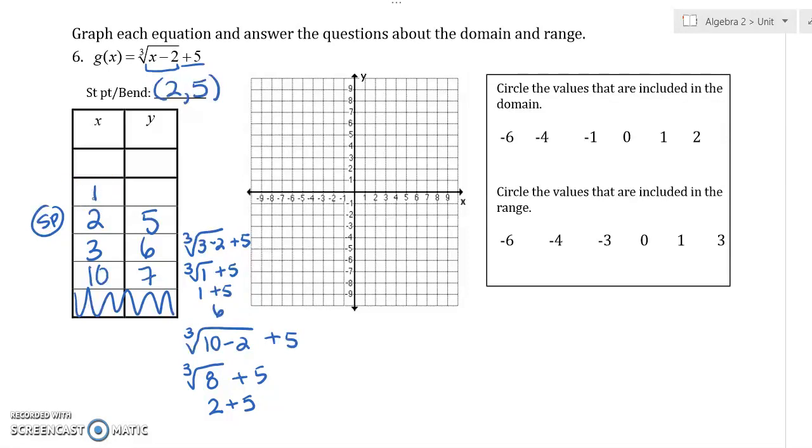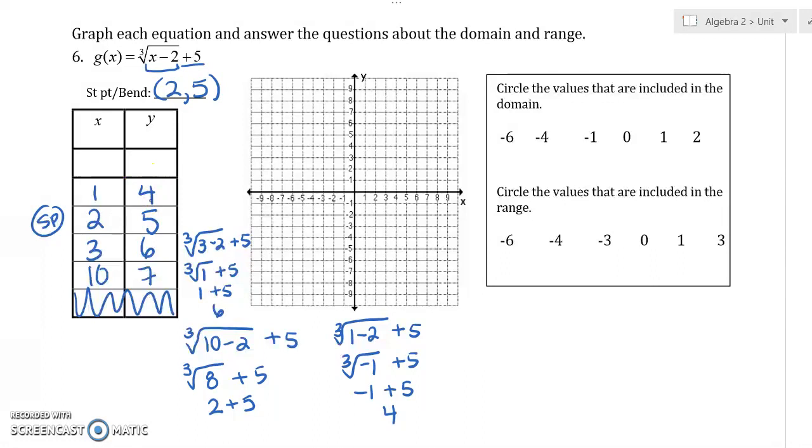I'm going to do the same thing with 1 and input that. Cube root of 1 minus 2 plus 5. That's cube root of negative 1 plus 5. Now, you might be going, is that imaginary? And the answer to that is no, because it's a cube root. So cube root of negative 1 is actually negative 1 plus 5, which then gives us a 4. So that's going to be a 4.